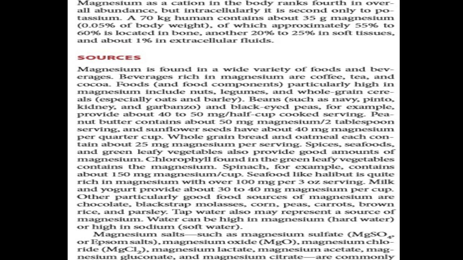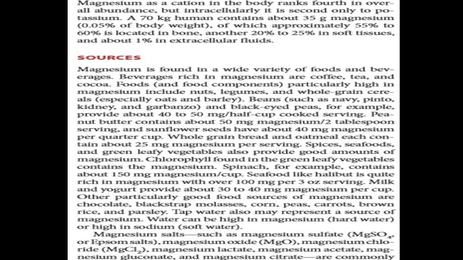So the sources of magnesium: it's widely present in a variety of foods and beverages. For example, coffee, tea, cocoa. These are all beverages rich in magnesium. Then foods which are rich in magnesium are nuts, some of the legumes, whole grain cereals, beans, black-eyed peas, peanut butter. So all these have the required amount of magnesium.